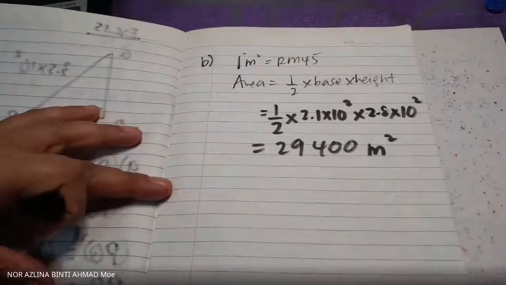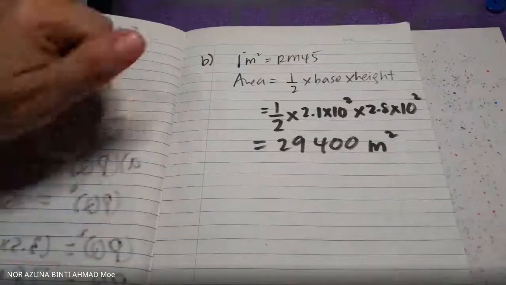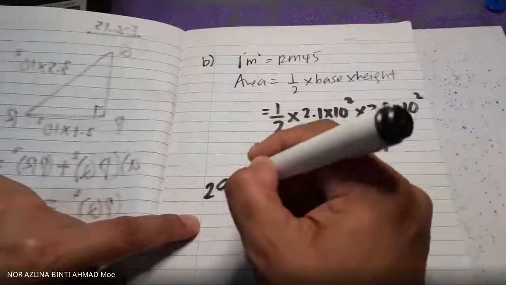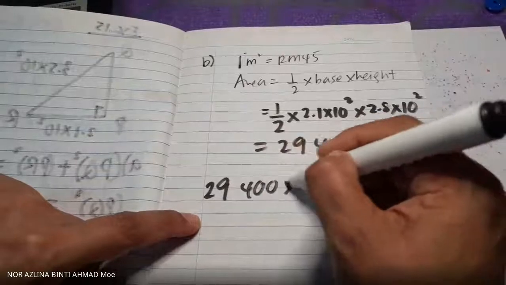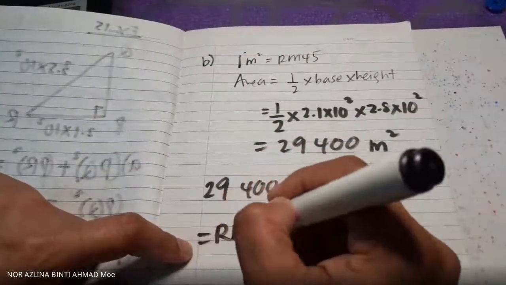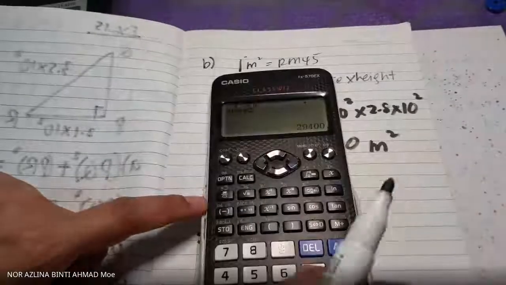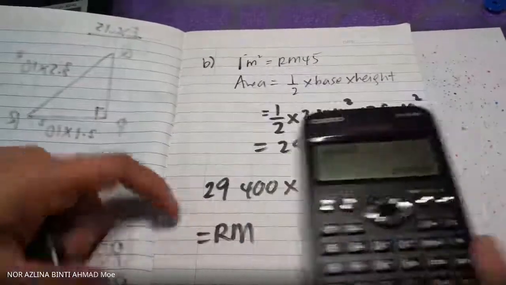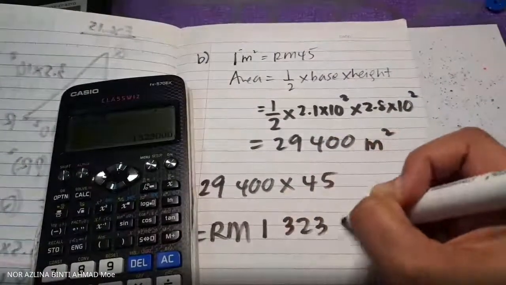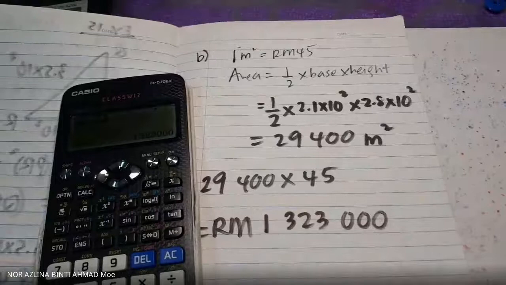The question asks you to find the total cost. 1 meter squared is 45 ringgit. So for 29,400 meters squared, we need to multiply by 45. The answer is RM1323000.